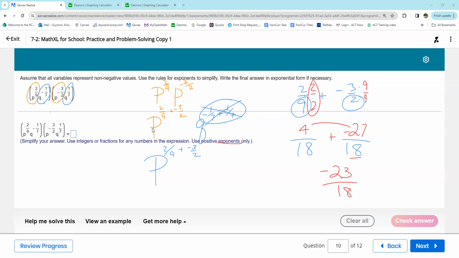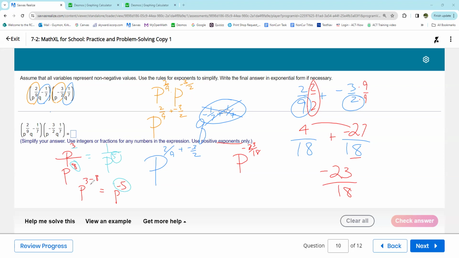What does it say down here? Positive exponents only. So we've got a p to the -23/18. I will just remind you about a negative exponent, because if you did something like p to the 3rd over p to the 8th, when you go p to the 3 minus 8, you get a p to the -5 power. But what's that mean? Remember, you've got more in the denominator here than the numerator, so your answer is going to have more in the denominator. So negative exponent, put it in the denominator.